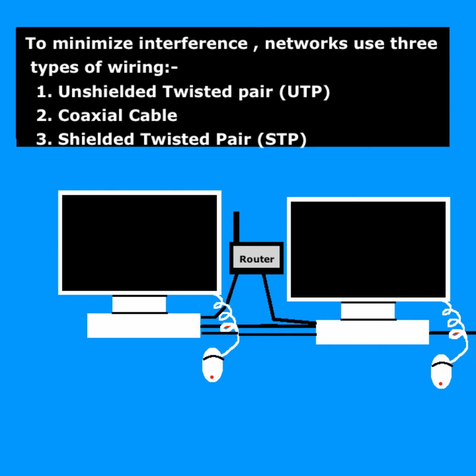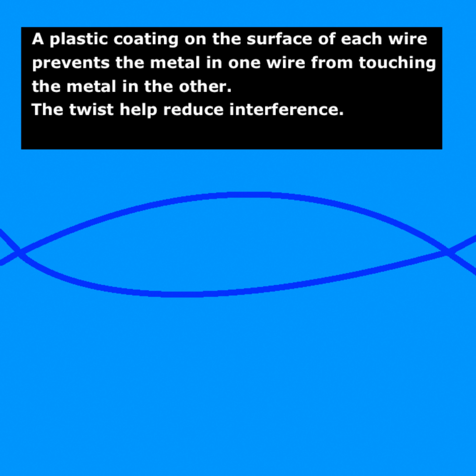To minimize interference, networks use three types of wiring: Unshielded Twisted Pair, UTP, Coaxial Cable, and Shielded Twisted Pair, STP. A plastic coating on the surface of each wire prevents the metal in one wire from touching the metal in another. The twist helps reduce interference.